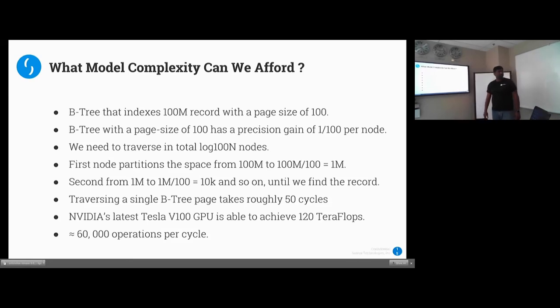60,000 cycles per second. Per cycle, you define the operation. So many operations can be done in one attempt. So it's fairly fast. Okay.